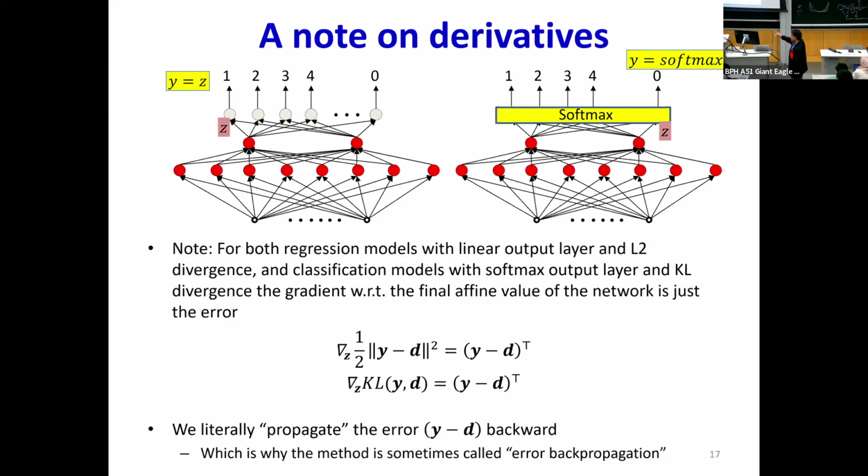Now, we also saw this, both in your quiz, I think, and in the previous class, that regardless of whether you're using L2 or KL, because the output activation for L2 is just the identity transform, whereas for the KL, the output activation is the softmax or the sigmoid, we found that the derivative of the divergence with respect to the affine term Z was always the error, which is why historically backpropagation has been called error backpropagation, because what is being backpropagated once you get to Z is the error.